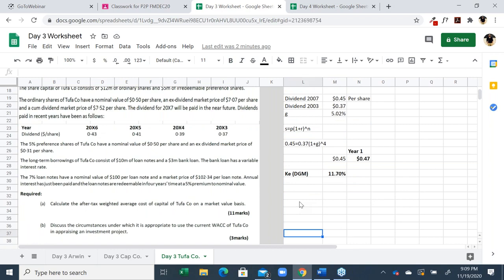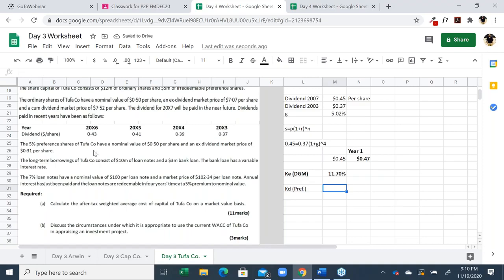What are the sources of debts? How many sources of debts do we have? We have preference shares, and we have long-term borrowing of loan notes, right? And a 3 million bank loan as well. So there are three sources of debts. So let us calculate the cost of debt of each of these three one by one. Cost of debt of preference shares.